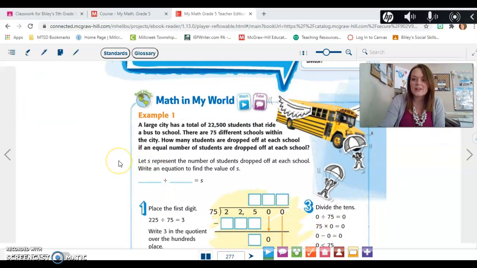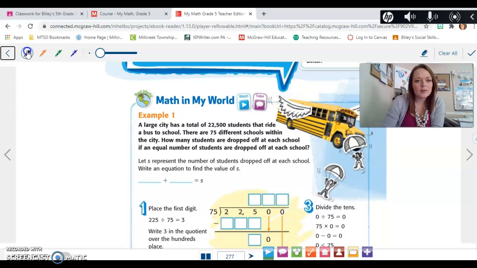Okay, so for our lesson today, we are on lesson 5. We're doing some more division today. Mrs. Wiley, remember, is going to try her absolute best to write legibly. So let's look at our first example.